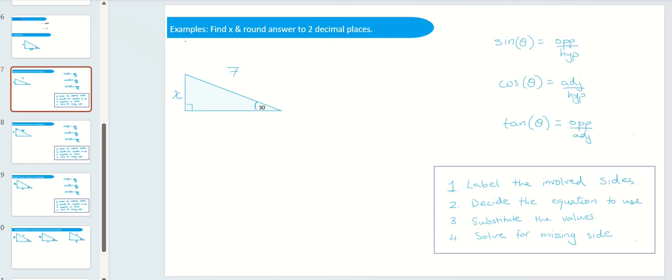Hey guys, in this video we'll look at how to find a missing side in a right angle triangle when you're given one of the angles and one of the other sides using SOH CAH TOA. So the first thing you want to do is label the involved sides.